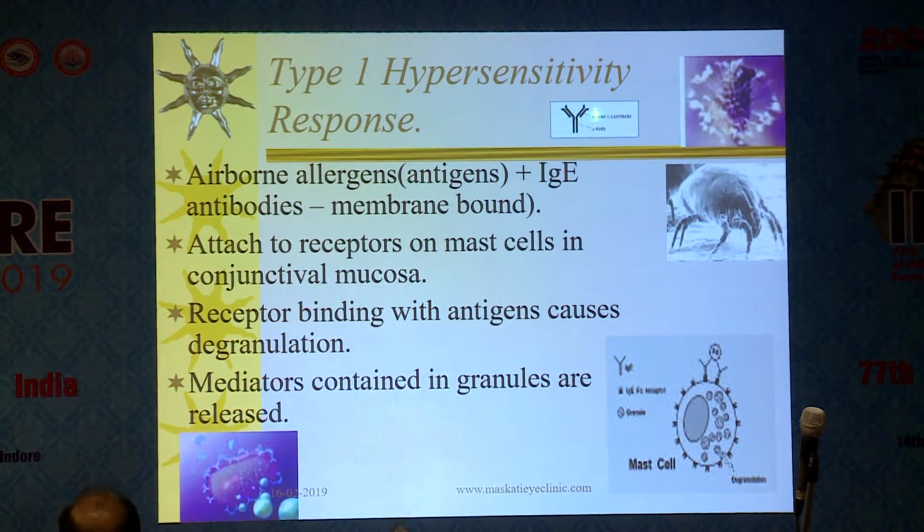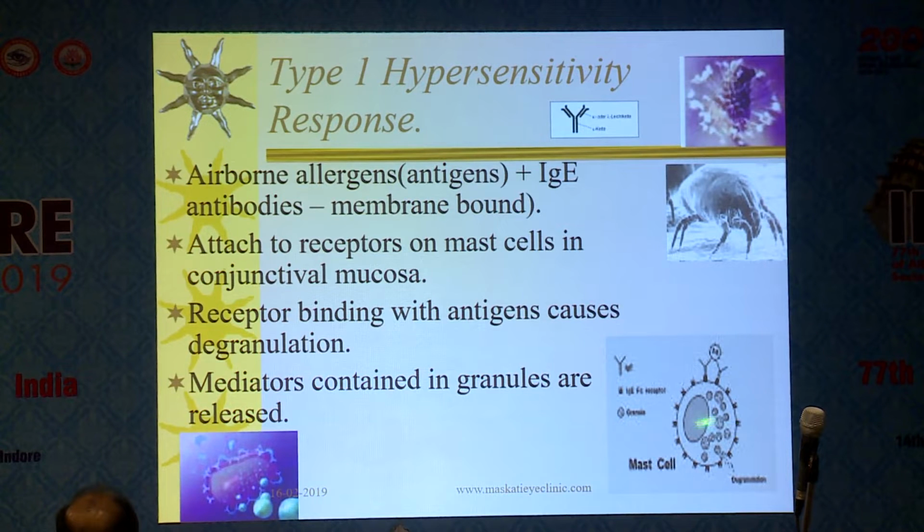So this is the Y-shaped receptor. This is the dust mite, which is one of the allergens over there. These Y-shaped receptors sit on top of the mast cell. This Y shape is composed of the antigen with the antibody complex. They press on this mast cell.